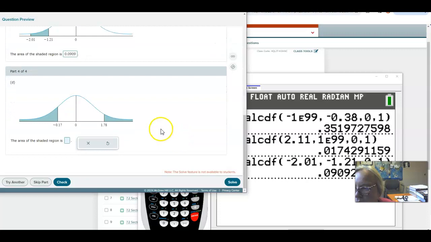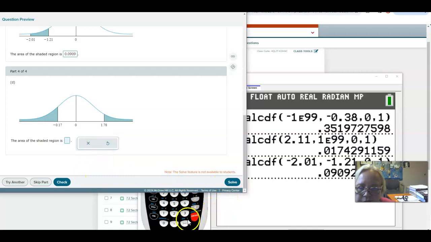Once we enter this, we go to the next region, which is a left and right region. We need to calculate the area to the left and to the right, and you can do it separately, or since the area under the entire normal curve is 1, we can subtract the area in white, and that will leave us with the area in green.